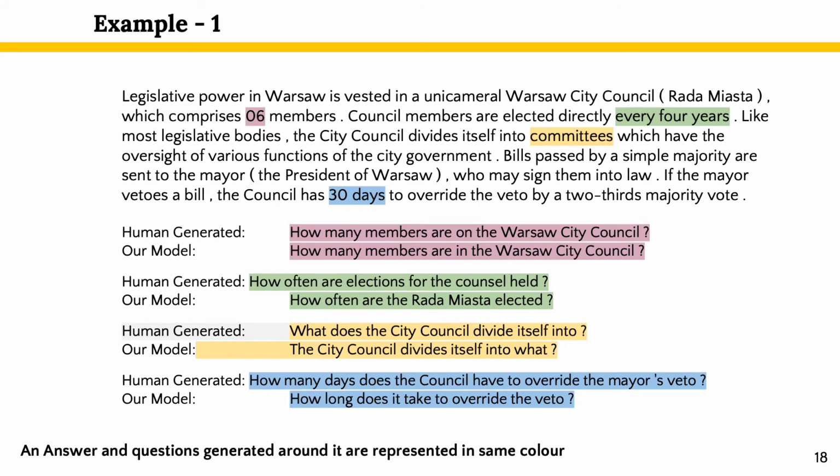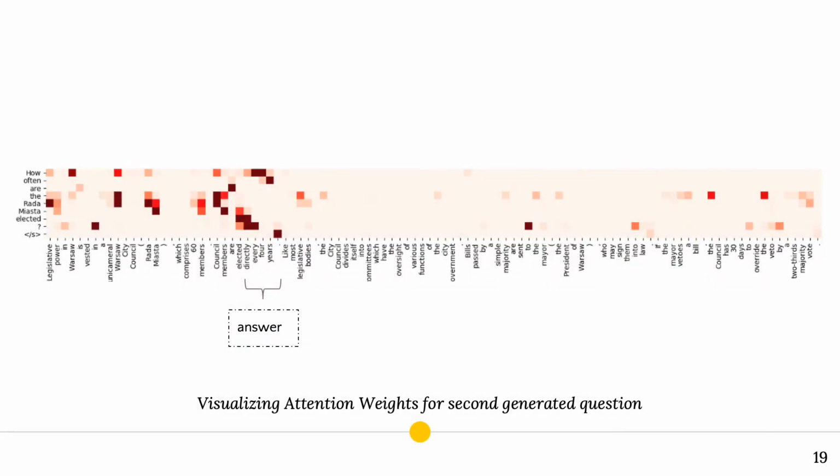So you see that in the second question, how often are elections for the council held? Our model generated how often are the Rada Miasta elected. So Rada Miasta is the name of the city council of Warsaw. So it utilizes information from the second sentence as well. It does not utilize information just from a single sentence. It utilizes information from the whole paragraph. We also visualize and show the attention weights over the whole paragraph, and we can see that the answer component is getting the highest attention.